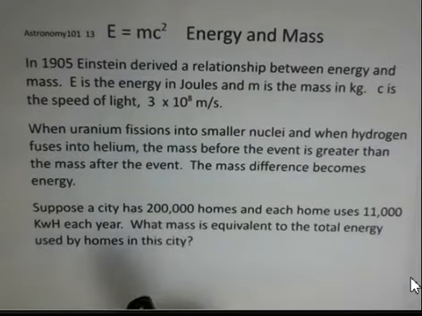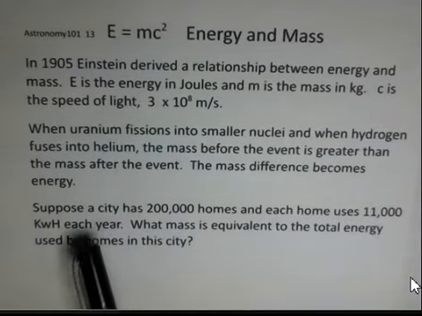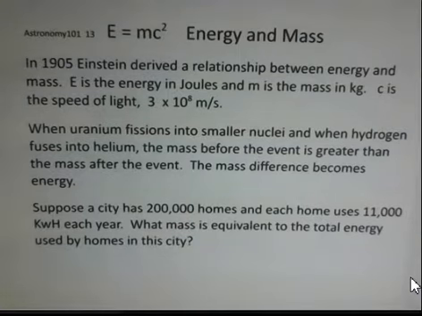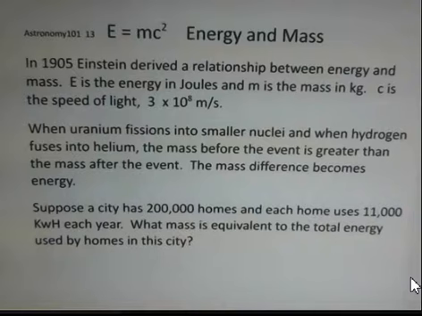To turn a turbine, boil water, make steam, and turn a turbine, or to create the temperature and pressure inside of the sun that supports the outer layers, the great weight that's pressing down. So we want to talk about, for some hypothetical city, it has 200,000 homes. Each home uses 11,000 kilowatt hours in a year.